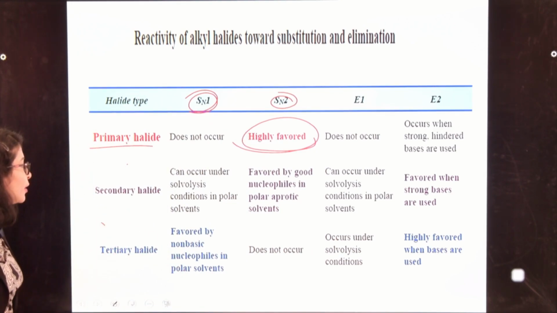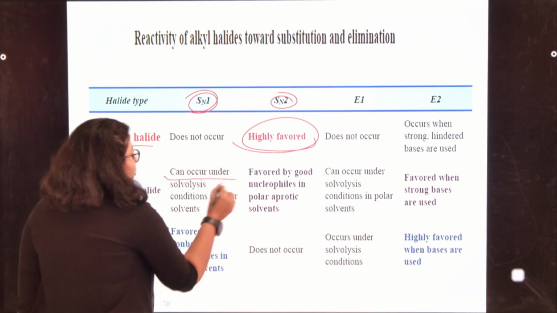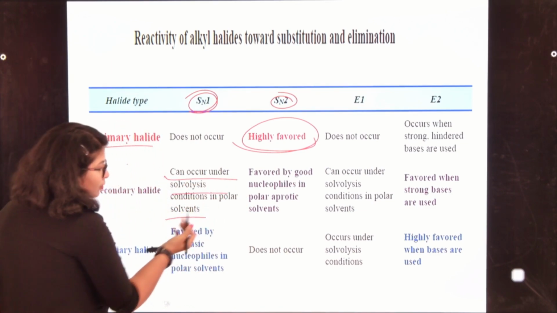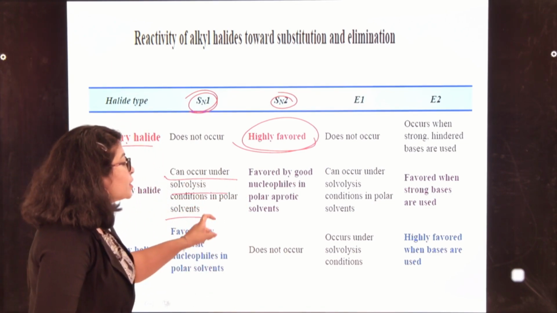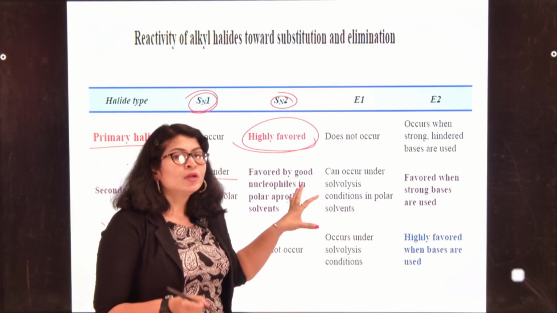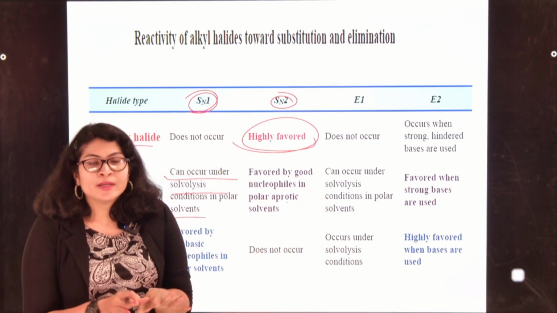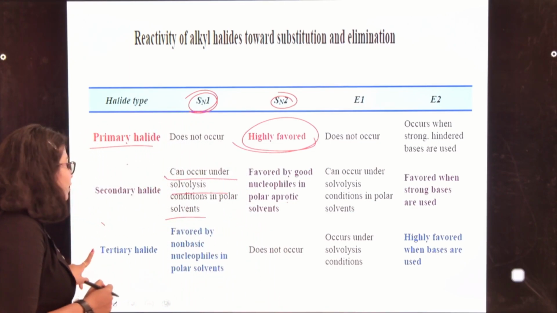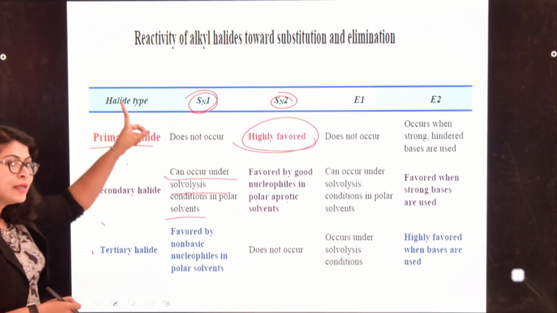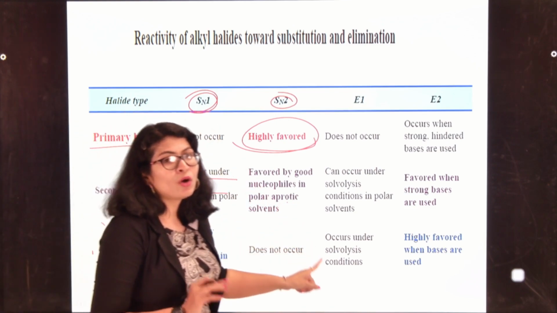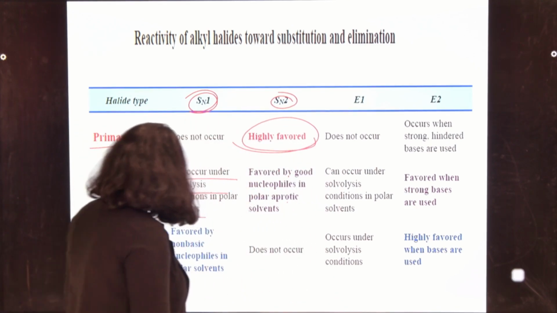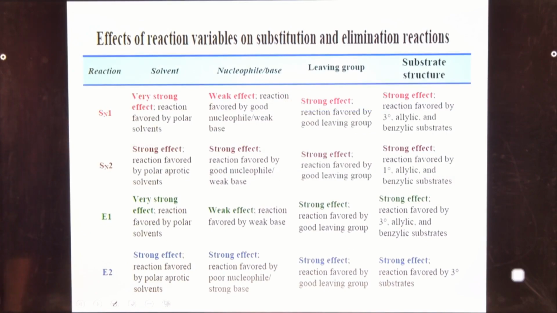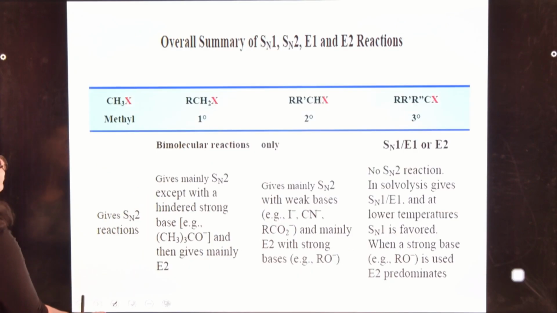In the case of secondary, SN1 can occur under solvolysis conditions in polar solvents, but SN2 is the favored one, because here also there is steric hindrance, but not as evident as in tertiary. If I say tertiary, then SN1 is highly favored and SN2 does not occur at all. The effect of solvents we have already discussed.